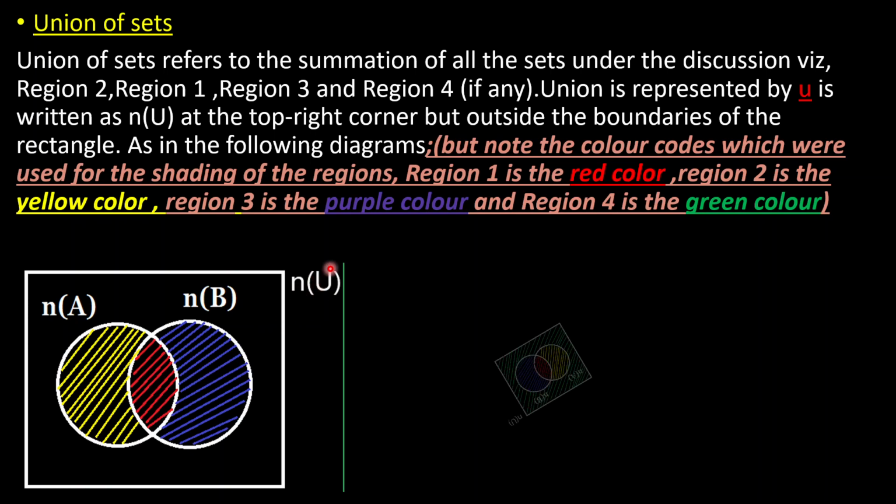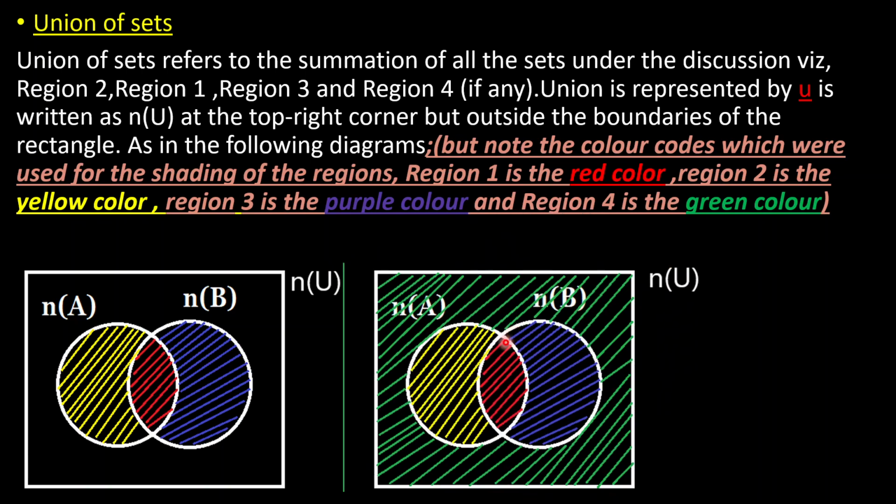Sometimes you may be given also the region 4. So region 2, which is the yellow part, region 1, which is the red part, region 3, which is the purple part, and region 4, which is the green part. When you sum all these parts up, it equates to the number of U. So this tells us that the sets under discussion refer to the union, like what we said already.